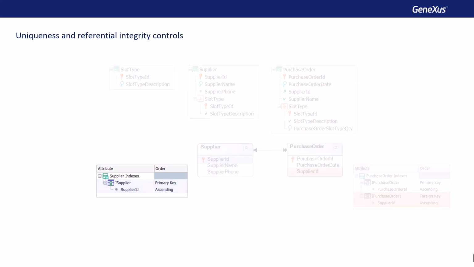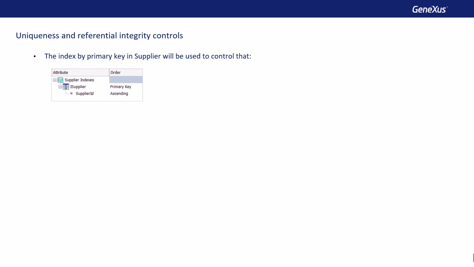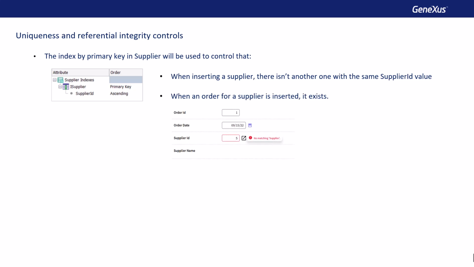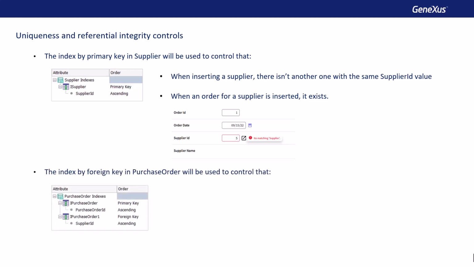That is to say, the index by primary key in supplier will be used to control that when inserting a supplier, there's no other with the same value of supplier ID, and that when an order for a supplier is inserted, it exists. The index by foreign key in purchase order will be used to control that when deleting a supplier, there's no order referencing it. Since there's a physical subordination between supplier and purchase order, these checks are performed.